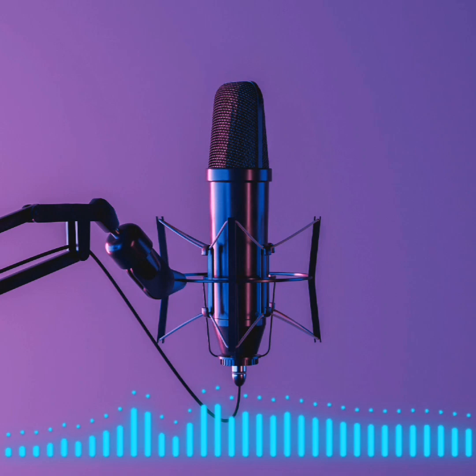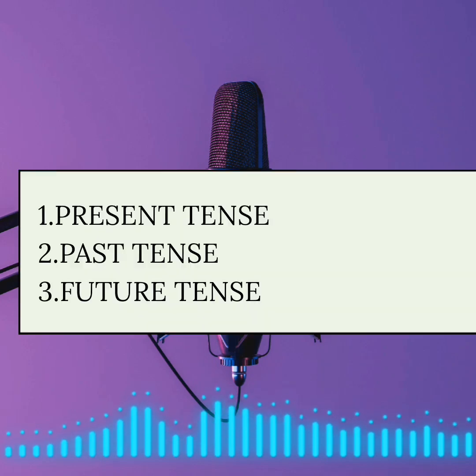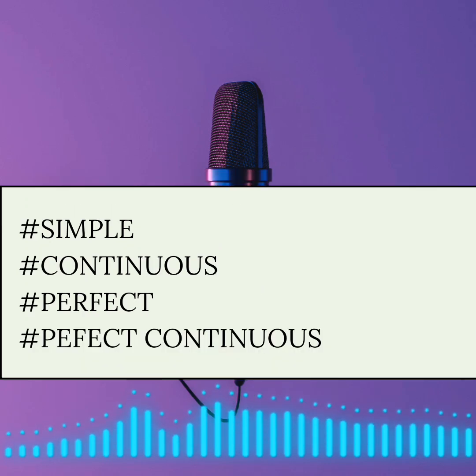Simply put, verb tenses indicate when an action takes place. English has three primary tenses: past, present, and future. Each of these can be further divided into simple, continuous, perfect, and perfect continuous forms. Let's start with the simple tenses.